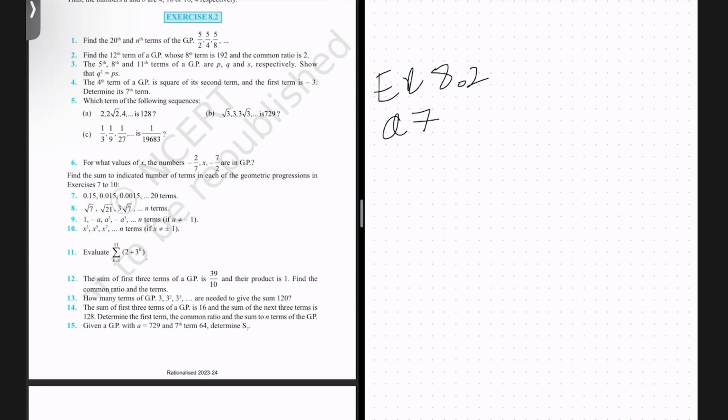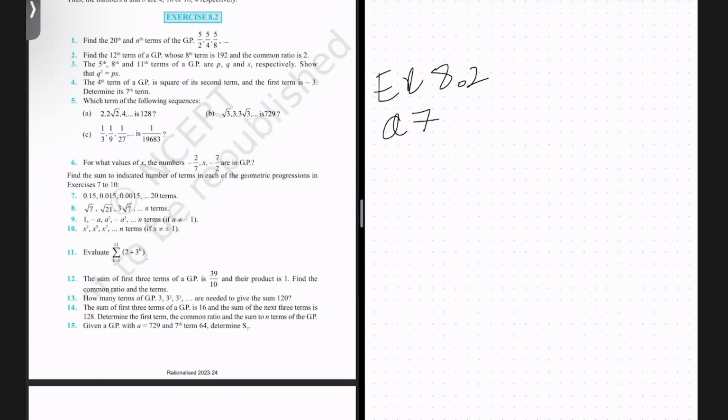to question number 7. Question number 7 says find the sum to 20 terms in geometric progression 0.15, 0.015, 0.0015, and we need to find the sum of this GP up to 20 terms, right?